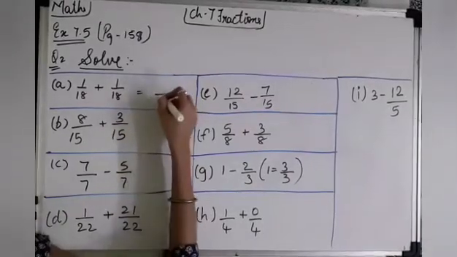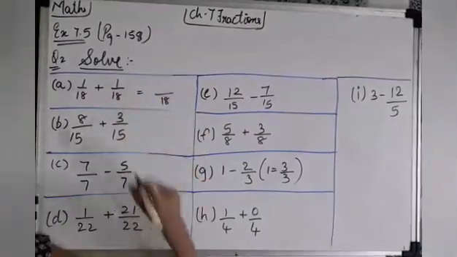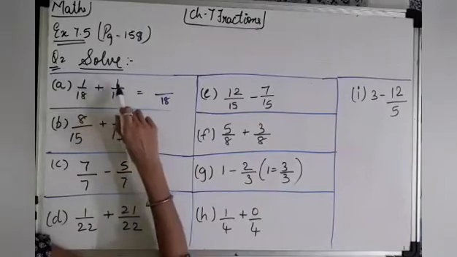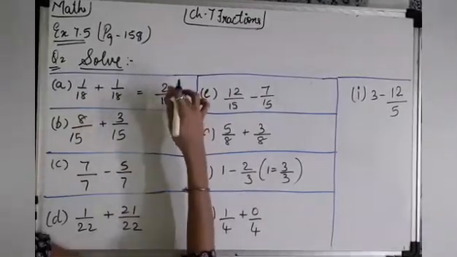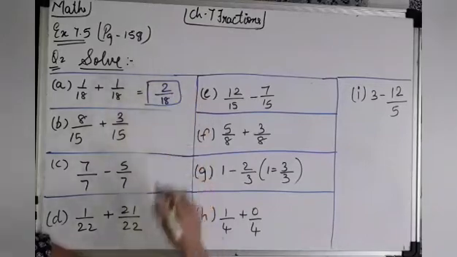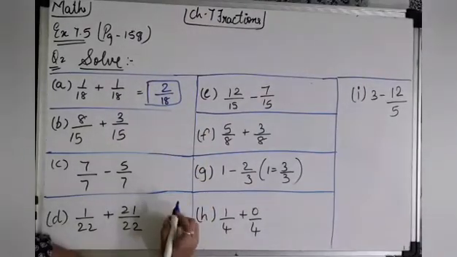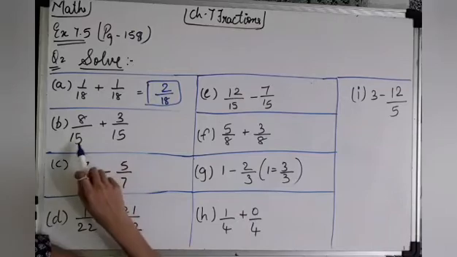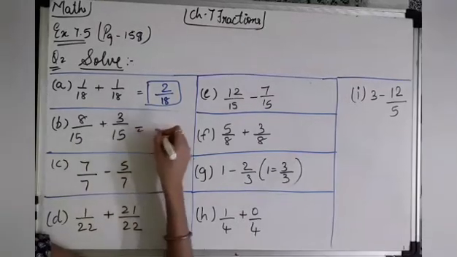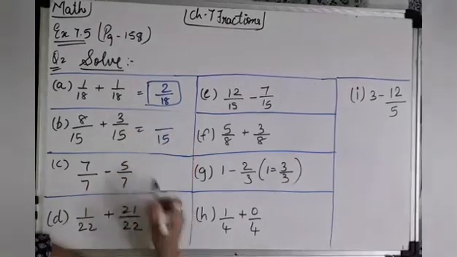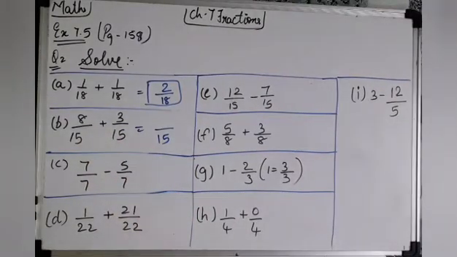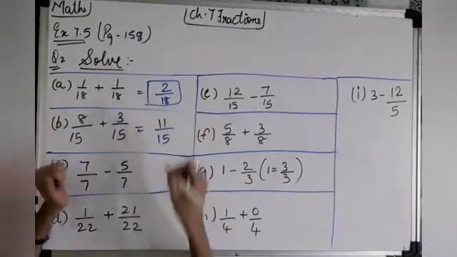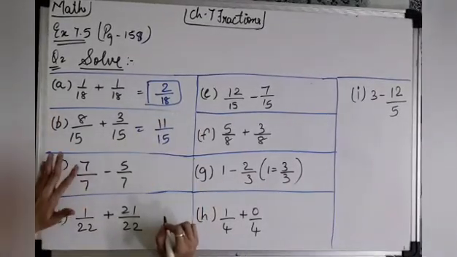18, denominators are same, so I'll write the 18. 1 plus 1 is 2. So we got the answer 2 upon 18. Then 15, both denominators are same, so I write 15. 8 plus 3, so 9, 10, 11. We got the answer 11.